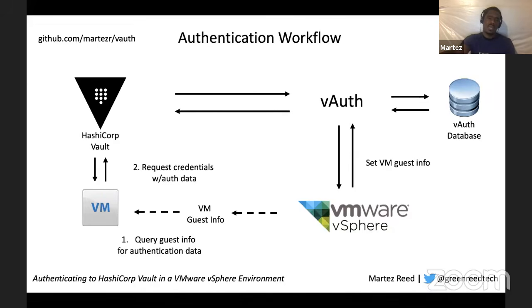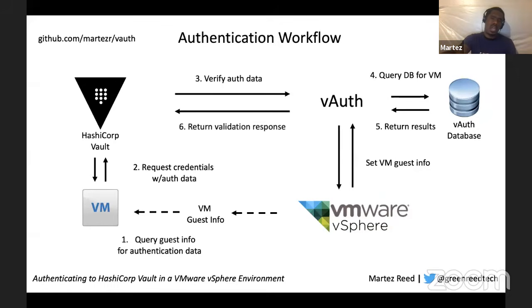The second piece would be trying to authenticate to HashiCorp Vault, leveraging the auth data that we provided. In this case, HashiCorp Vault would leverage integration with the vAuth platform, which provides an API to HashiCorp Vault to perform that integration. At which point vAuth then queries the database for the virtual machine data to actually perform the validation of the data that the machine provided. In this case, it would return the results, whether it is valid or not valid, to HashiCorp Vault, and then Vault would return a validation response.